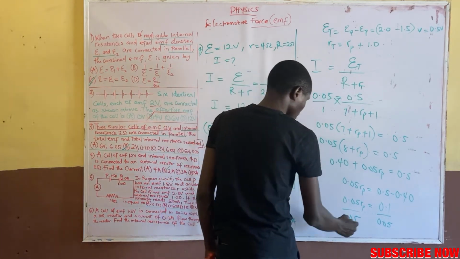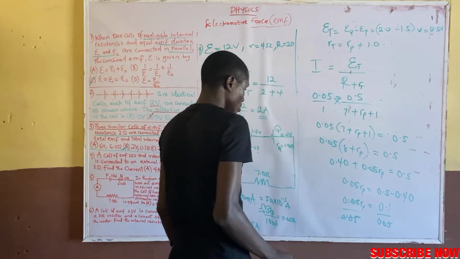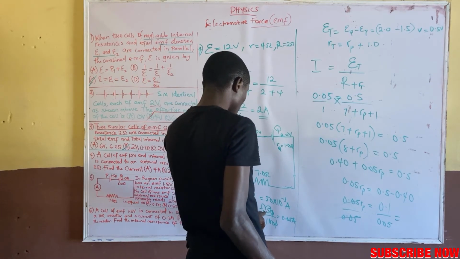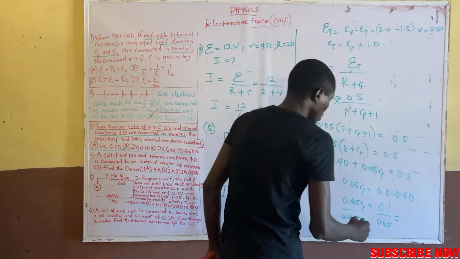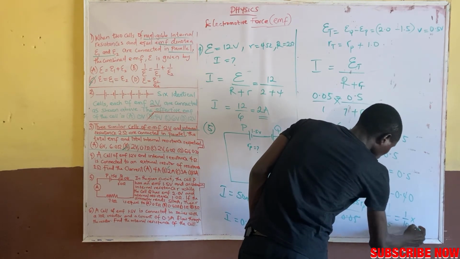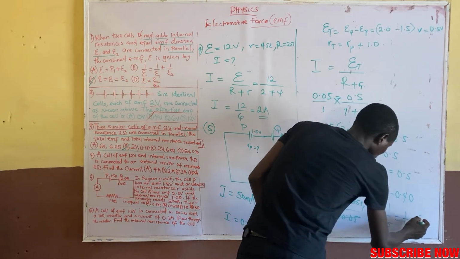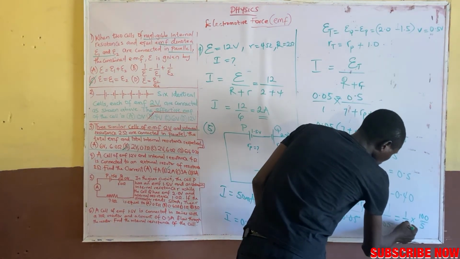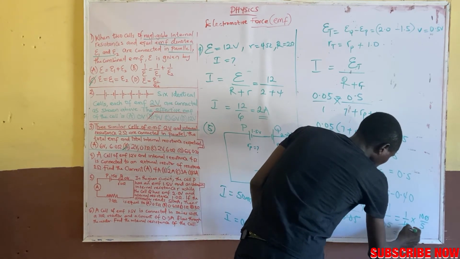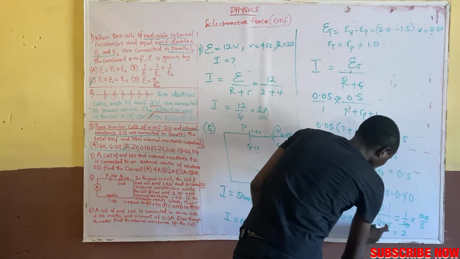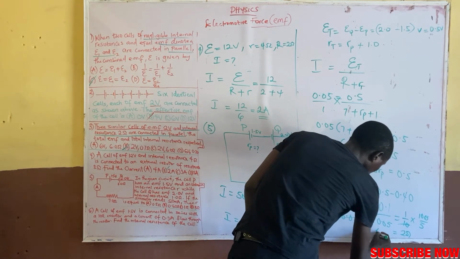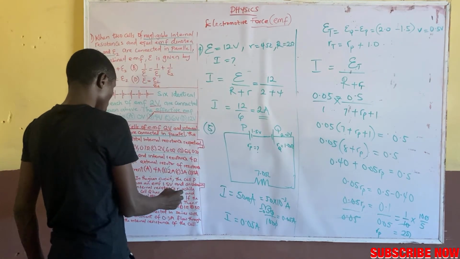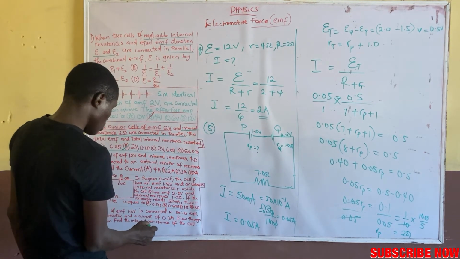What do we have here? Let me just work it manually. We have 1/10 multiplied by 100 all over 5. Once you have cancelled out, the answer here is 2 ohms. The Rp here will be 2 ohms.